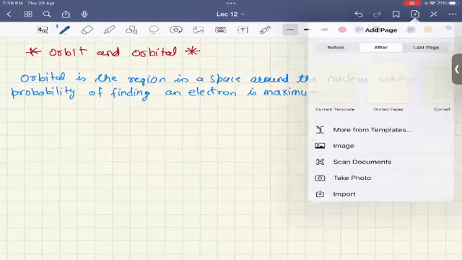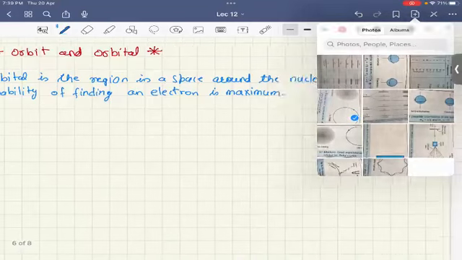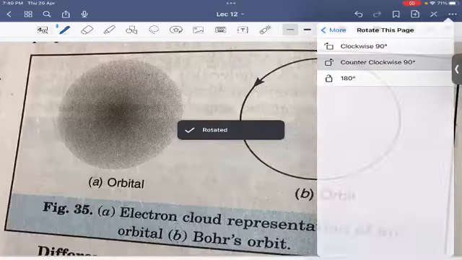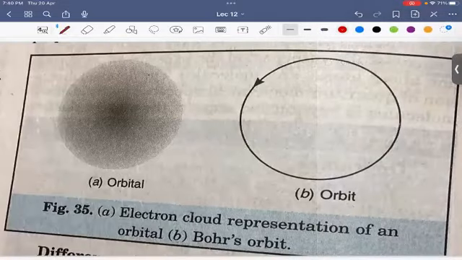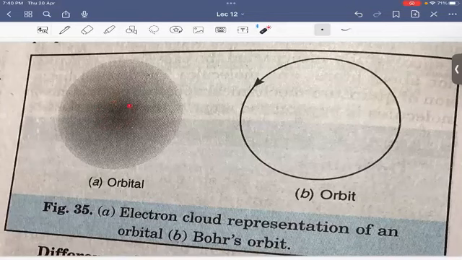Let me drag a picture which represents this. So this is the orbital. The color indicates the probability density. Darker color indicates high probability, and lighter color indicates less probability. You can see this region is a darker one, which means there is a high probability of finding an electron. As we move away from the center, the probability of finding an electron decreases. This whole region is called an orbital, whereas only the boundary will be called an orbit.